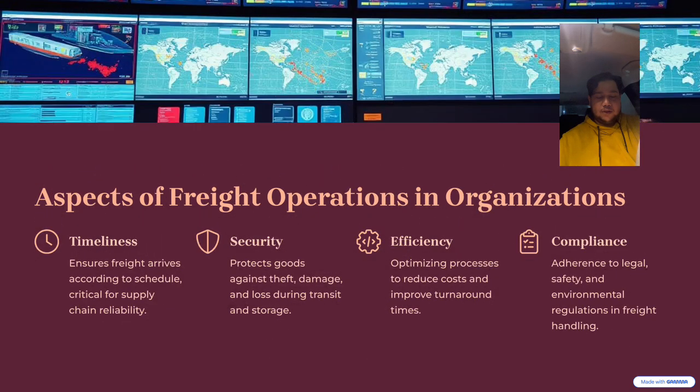So the slide of number 5 is aspects of freight operation in an organization. In the first place is timeliness. It means ensuring freight arrives according to the schedule, critical for supply chain reliability. Number 2 is security, protecting goods against theft, damage and loss during transit and storage. Number 3 is efficiency, optimizing processes to reduce costs and improve turnaround times. And last, compliance, adherence to legal, safety and environmental regulations in freight handling.